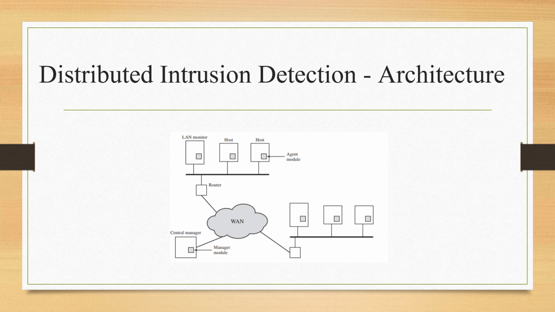Local area network monitor agent module. This will operate in the same fashion as a host agent module, except that it analyzes local area network traffic and reports the results to the central manager. Central manager module. This will receive the reports from the local area network monitor and host agents and process and correlate these reports to detect intrusion.